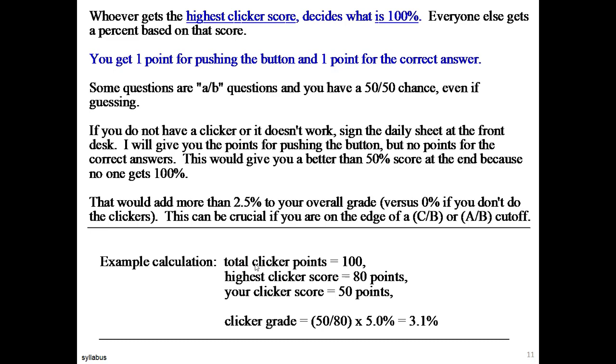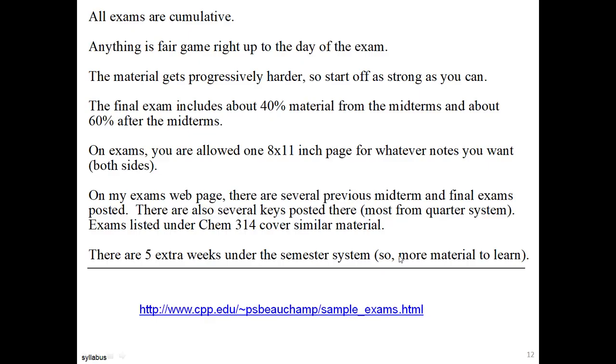So here's a little calculation. Let's ask 100 clicker questions. The highest score is 80. Now you just push the button, so you got 50 points. And so 50 over 80 would give you 3.1% out of the 5%. You can see that's a little better than 50%. And you don't even have a clicker.